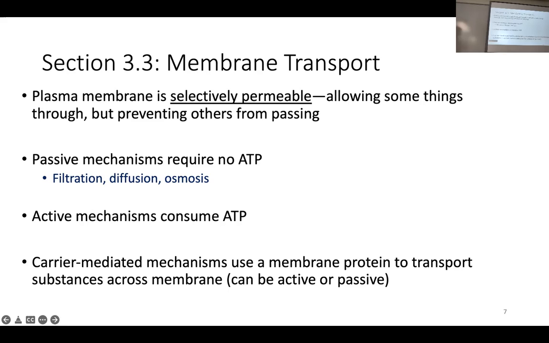I'm going to talk about a couple of general categories of membrane transport, passive and active. Those might sound familiar to you. Anything that is transported passively doesn't require ATP, so no energy. It just happens without energy input. Active mechanisms do require some kind of energy input. There's three subcategories of passive mechanisms I'm going to talk about: filtration, diffusion, osmosis. Active mechanisms, I'm just kind of all lumping together. We're just going to talk about active mechanisms as kind of one big category.